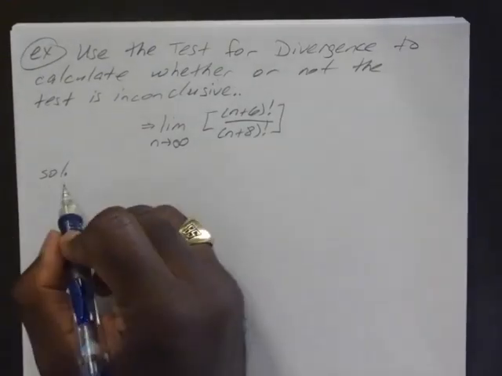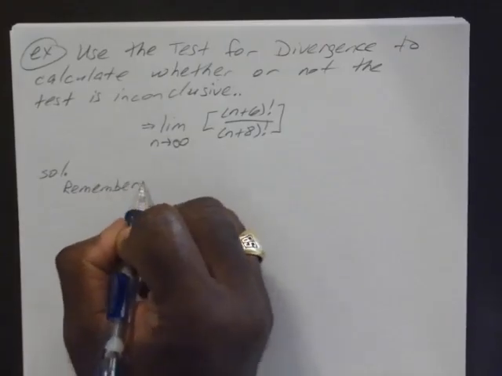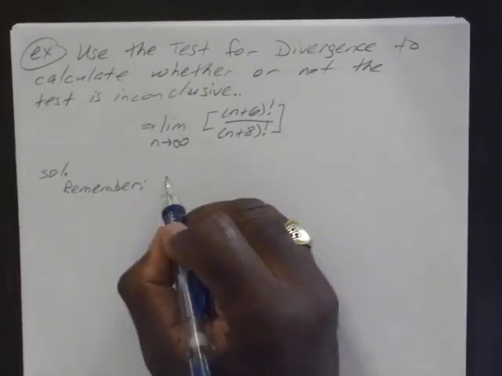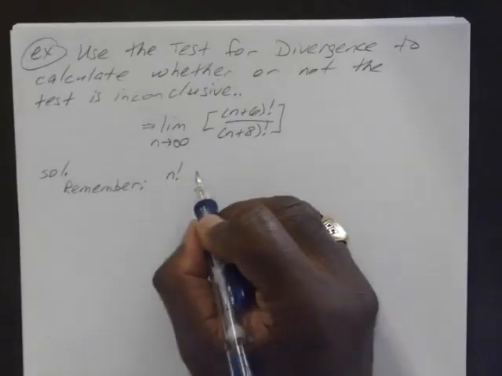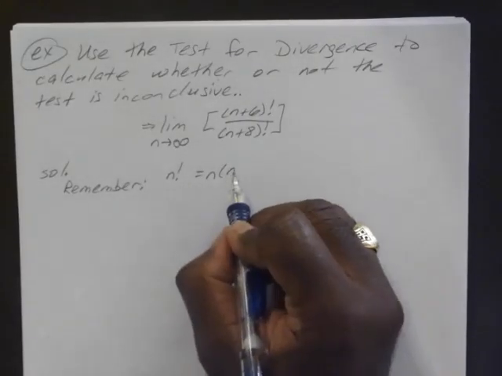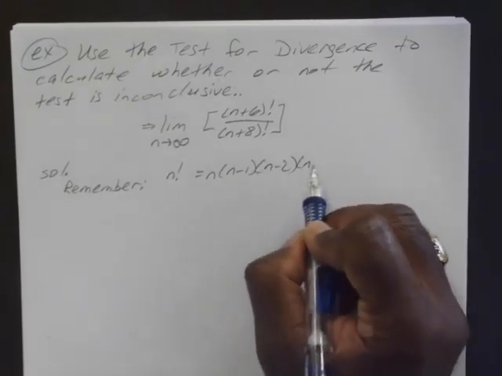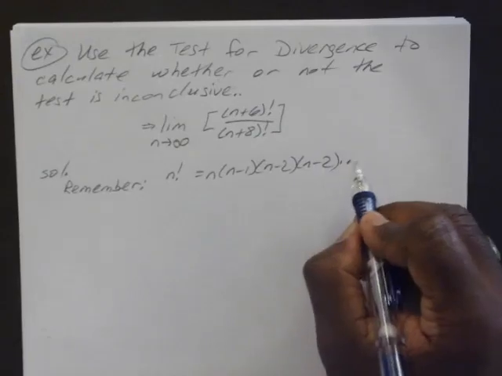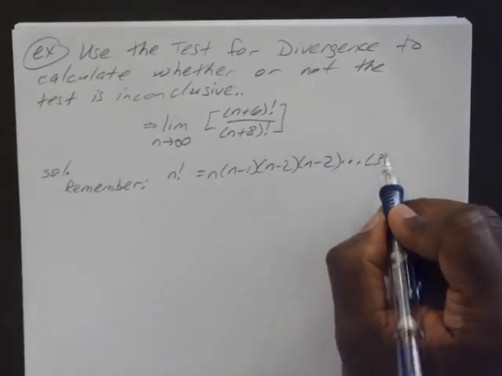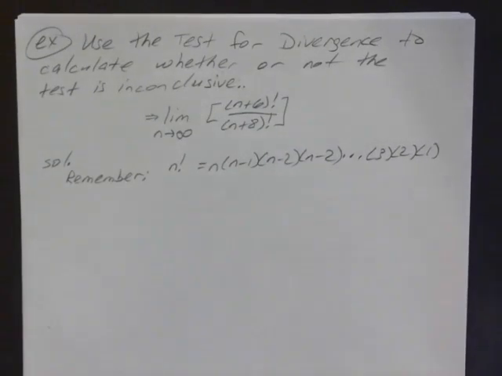So if you remember with factorials, if you have n factorial, then that's just that number n times the number below it, then the next lowest number, then the next lowest number, and it keeps on going all the way till you get to 1. So 6 factorial is just 6 times 5 times 4 times 3 times 2 times 1.